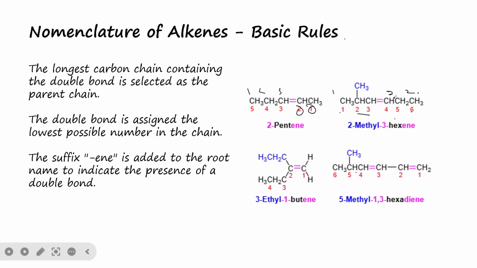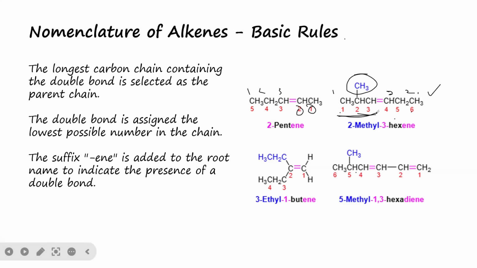So if you started from this direction, the double bond is still at 3. And if you also started from this direction, the double bond is still at 3. So why is it that you are not starting from this direction? It's because of the methyl group. If you name it from here, the methyl group will be at position 4. That indicates that the position of the methyl group will have the higher number compared to when you start numbering from here. So that is why we have 2-methyl-3-hexene.